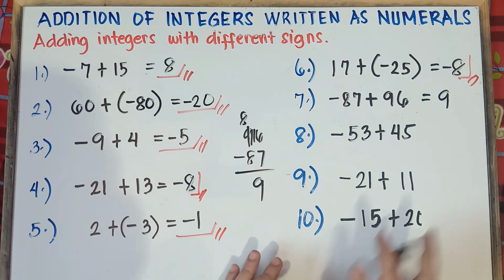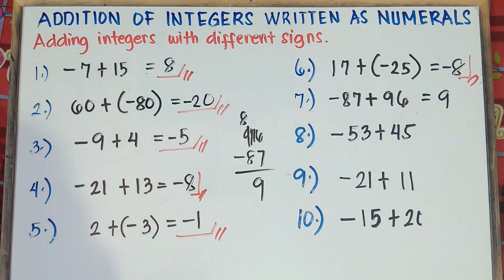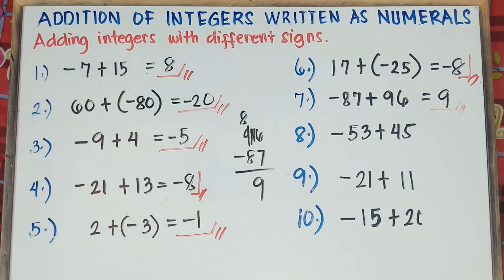And then simply copy the sign of the larger number. Now, 96 is greater than 87. We copy positive sign. So therefore, our answer is positive 9. That's it, class, for example number 7.